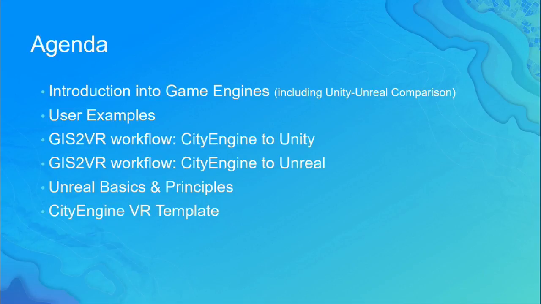I'm going to talk first a bit about game engines in general, what it is, plus also the comparison between the two big ones, Unreal and Unity. That was one of the questions I got a lot, like which one and how they compare. Then, some examples of what people do with our stuff, and then finally some workflows, just some simple tips and tricks for how you bring in stuff from CityEngine to Unity or to Unreal.